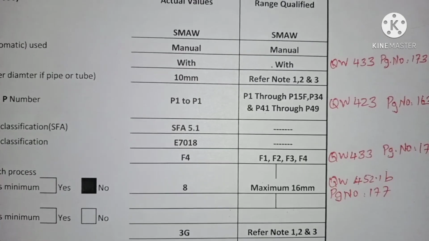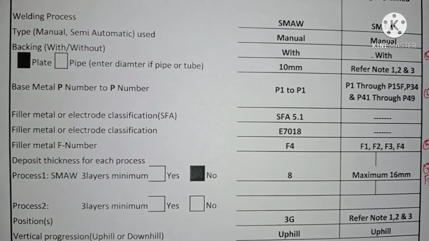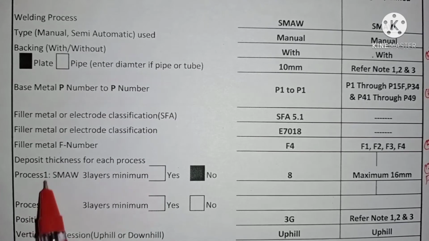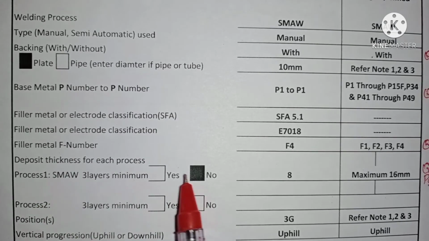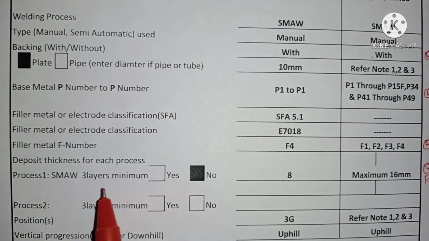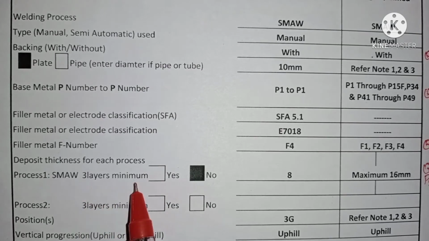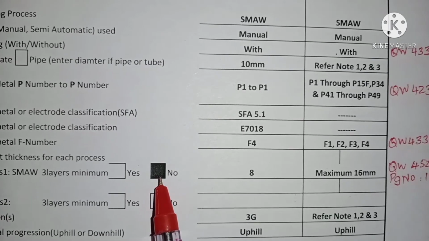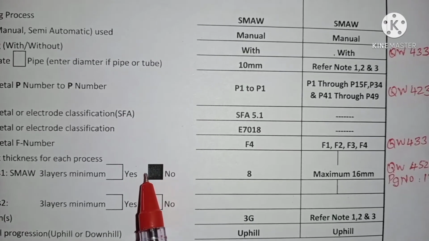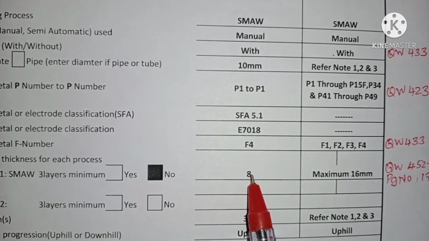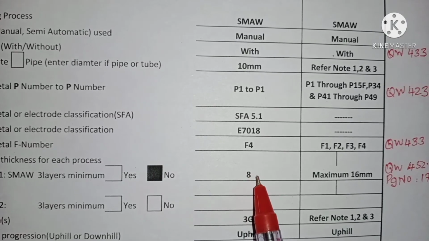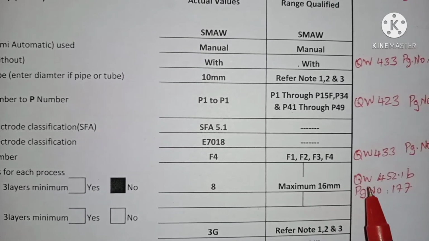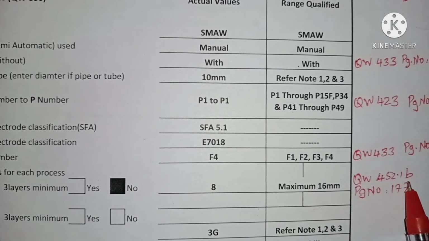The next variable is deposit thickness for each process. Here process 1, process 2 is here. Actually we followed only one process. So was the process welded with minimum 3 layers or not? We have welded less than 3 layers, so we highlight the block no. The thickness welded is 8 mm, so the range qualified is 16 mm. That is selected from the table QW 452.1b.